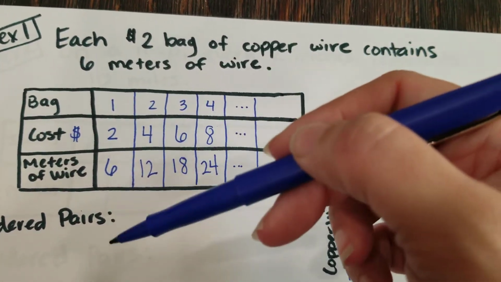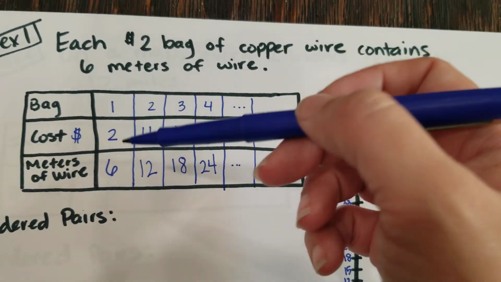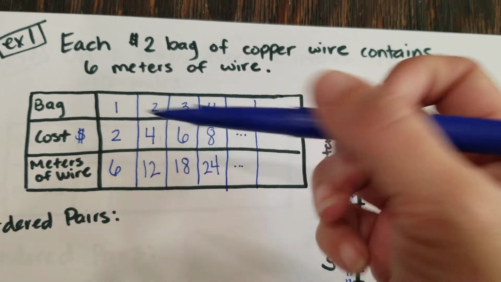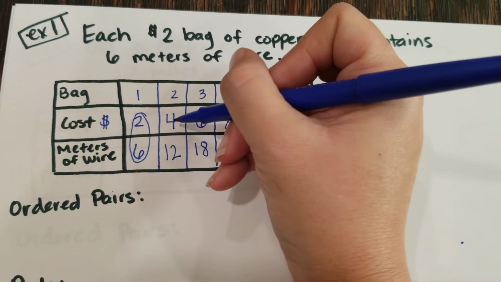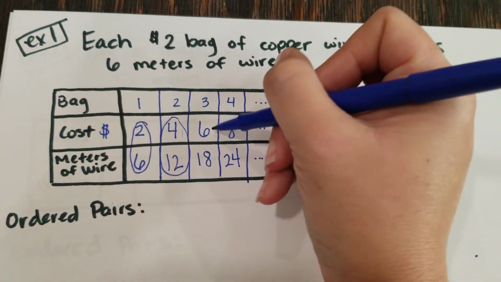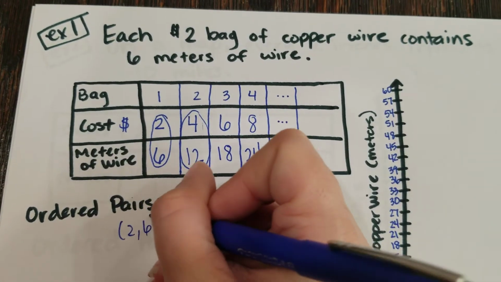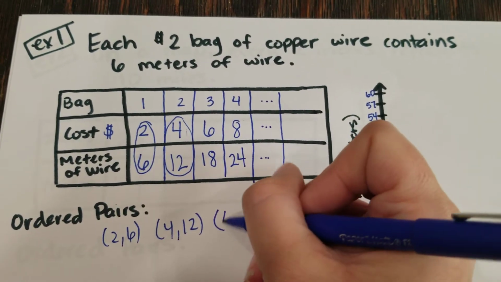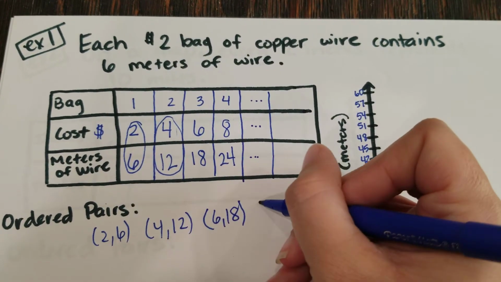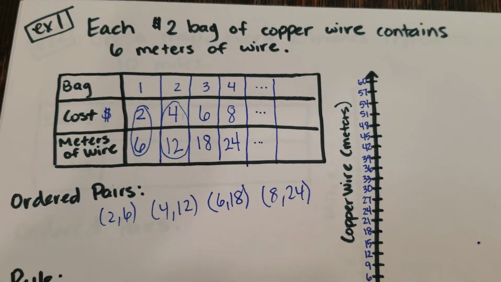So far, we know that these are following a rule, but these numbers are related, right? So I'm going to make ordered pairs next. So ordered pairs for here is going to be 2 and 6, 4 and 12, 6 and 18, 8 and 24. There we go. There's my ordered pairs.